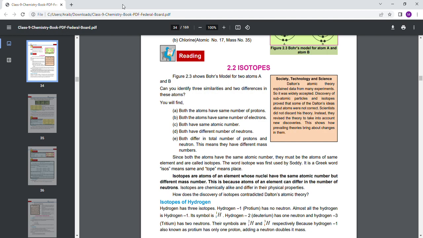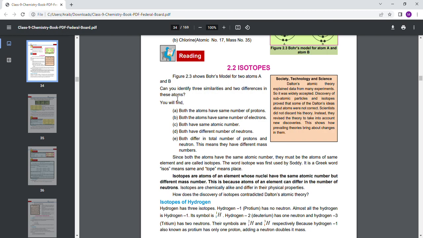Today we will study isotopes. First of all, I will explain three similarities and two differences by which you can identify an isotope. The three similarities are: both atoms have the same number of protons, both atoms have the same number of electrons, and both have the same atomic number. The two differences are: both have a different number of neutrons, and both differ in the total number of protons and neutrons. This means they have different mass numbers.